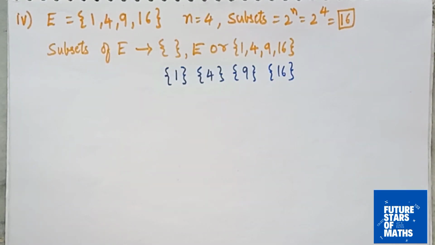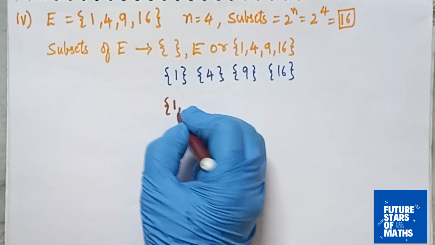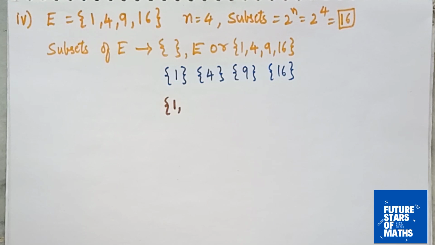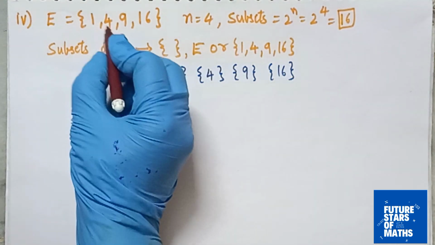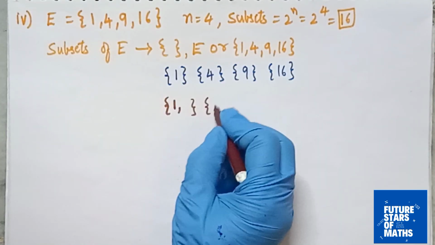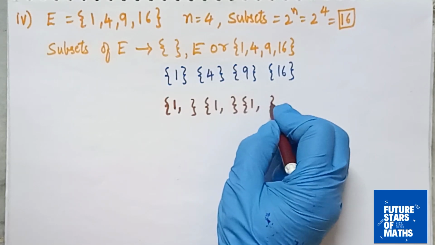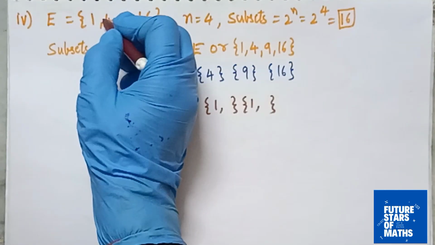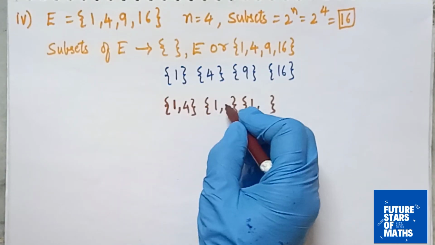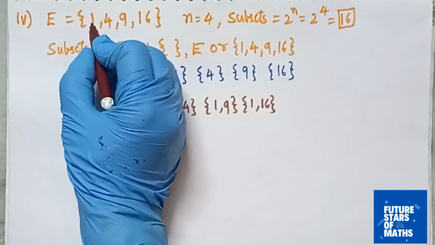Then in the next line what will we write? We will write the pairs, all the possible pairs. Okay, with 1. What are the possible pairs with 1? How many elements are left here? 3. So with 1 we are going to get 3 pairs. So what are those? With 1: 4, then 9, then 16. All possible pairs with 1 are over.